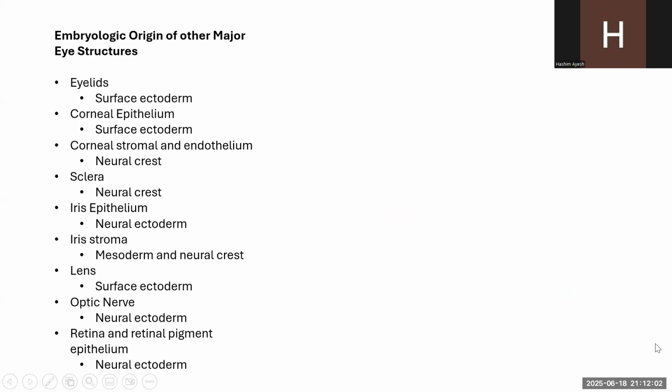Now for the embryologic origin of other major eye structures, the eyelids are derived from the surface ectoderm. Corneal epithelium is derived from surface ectoderm. Corneal stroma and endothelium are derived from neural crest. Sclera is derived from the neural crest. Iris epithelium is derived from neural ectoderm. The iris stroma is derived from mesoderm and neural crest. The lens is derived from the surface ectoderm. The optic nerve is derived from neural ectoderm, while the retina and retinal pigment epithelium are derived from neural ectoderm.